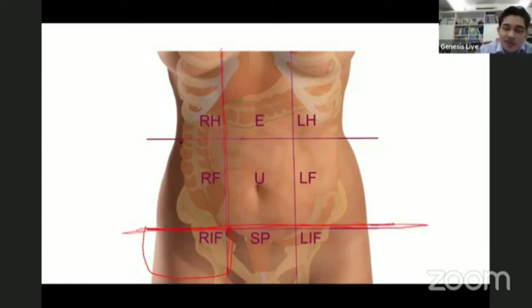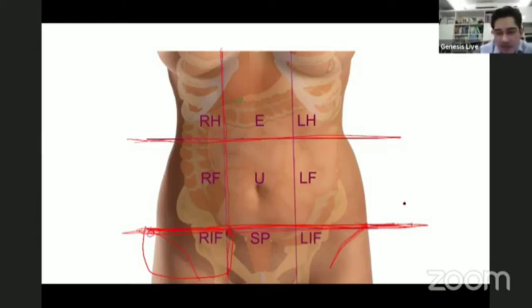This is the transpyloric plane. This is the transtubercular plane. Now, transtubercle means the iliac tuberosity. This is the iliac bone. This is the iliac tuberosity over here. A plane that goes through the iliac tuberosity is the transtubercular plane.